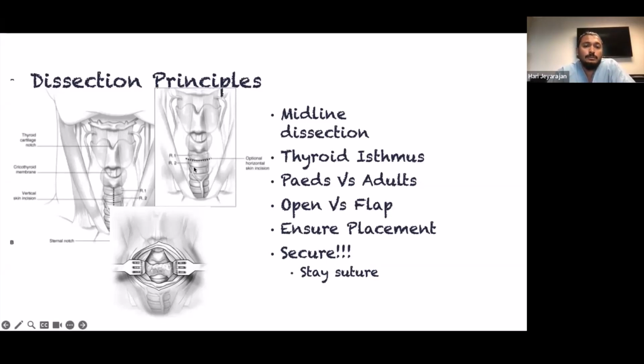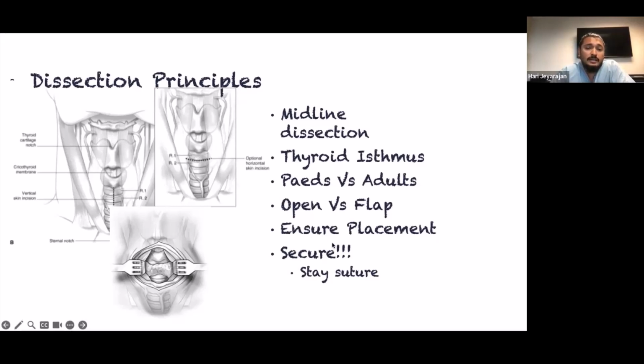The times that I will use a Bjork flap are when there's prominent vessels, such as a high-riding innominate artery, and I want to try and separate that artery from the plastic tube I'm about to put in. And so I'll often put that flap in place to prevent that innominate getting into the tracheostomy tract.